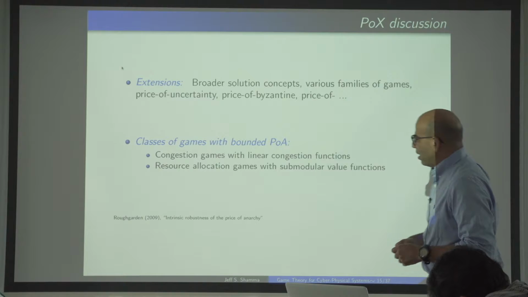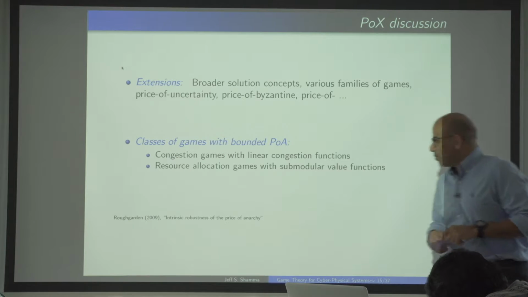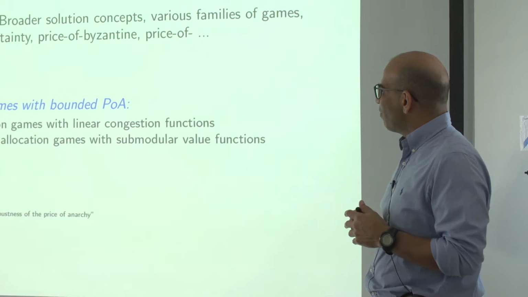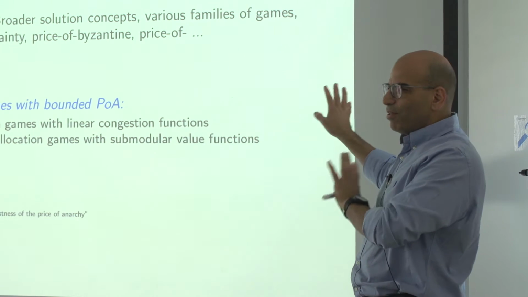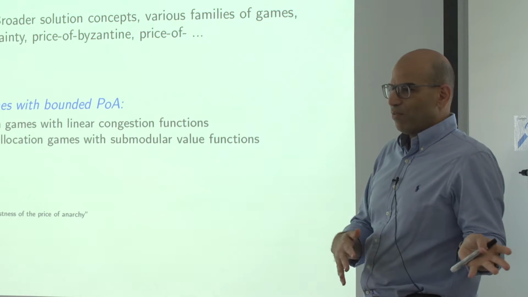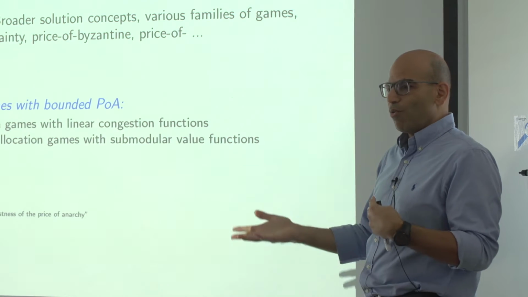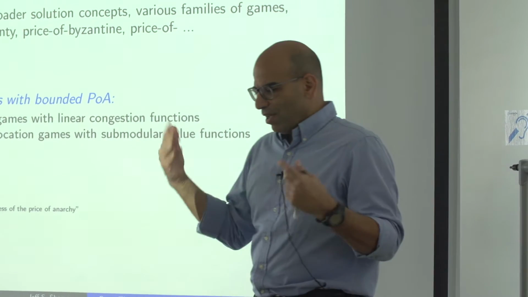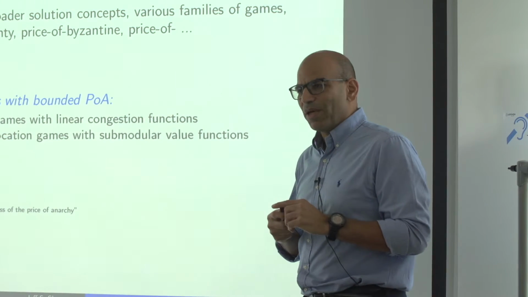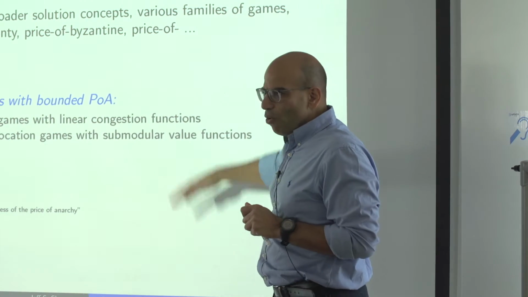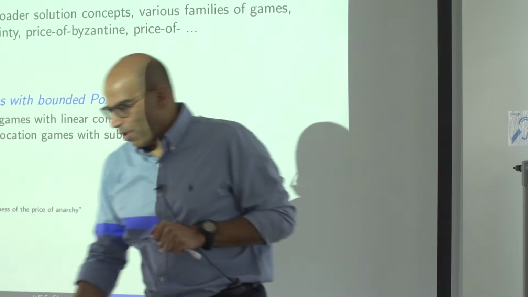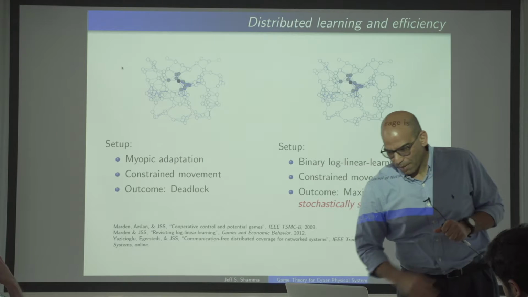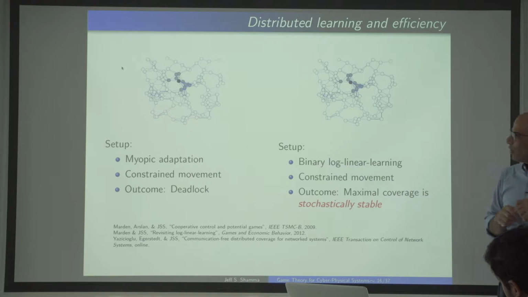You can look at this survey paper, Intrinsic Robustness of the Price of Anarchy. There's lots and lots of literature on price of anarchy. What's the price of anarchy for this type of game, that type of game? Does it grow? If it grows, how fast? What about solution concepts other than Nash equilibrium? There's a whole culture now around price of anarchy, and you can follow that up. So we're also going to look at that kind of distributed efficiency loss.